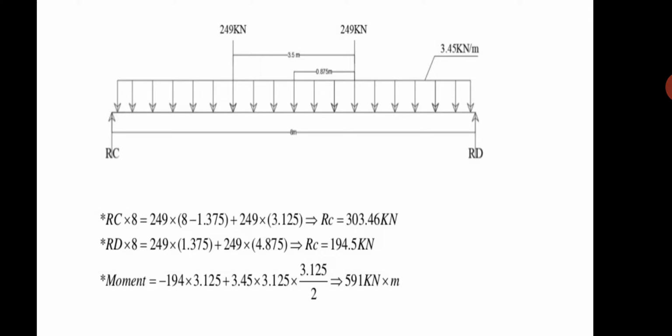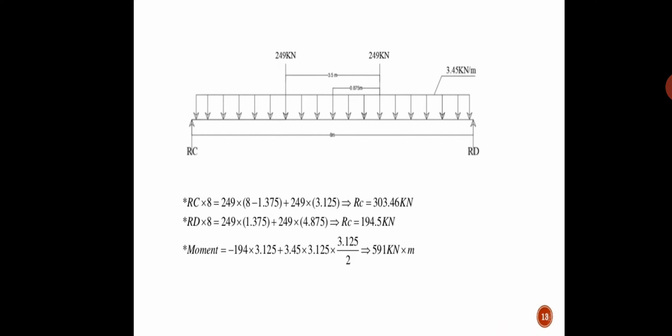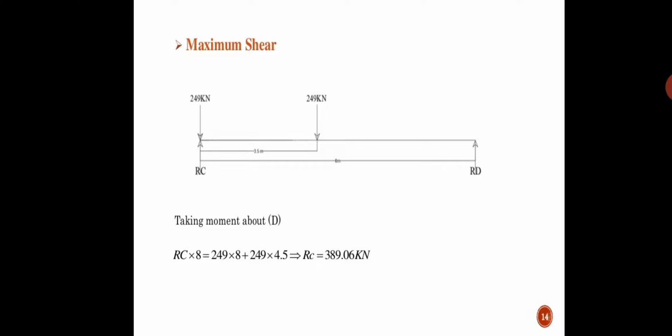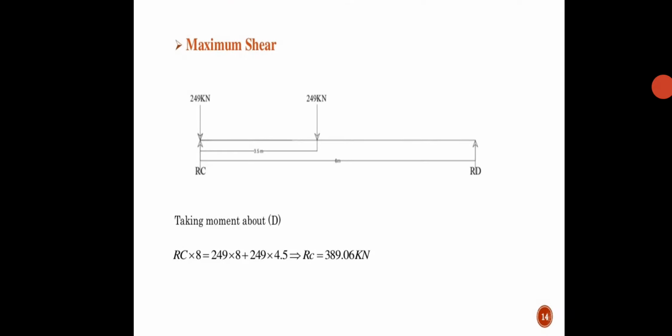Next, we will discuss the maximum shear force. We already calculated the static wheel load. This is the condition when you find the maximum shear load: your first wheel should act at the end, so we will take it above RC. The maximum shear should be taken as RC.